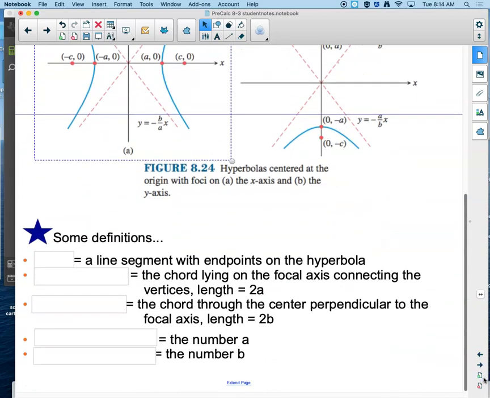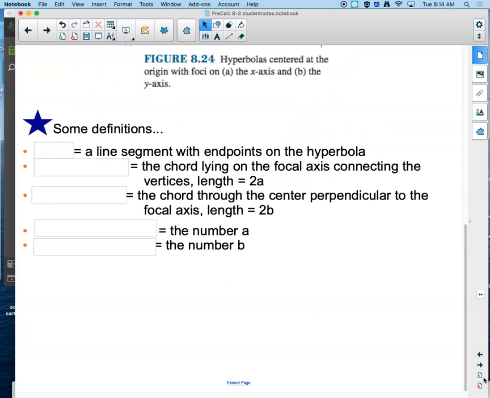So some of the definitions, some new vocab. Not a new one for this one. This is a chord, a line segment with endpoints on the hyperbola. Still going to be a chord. The chord that lies on the focal axis, and this is going to contain our A values, so it'll be 2A. Again, this is a new one, transverse axis. So we can think of it as the funny name for major axis, because that's what it is, transverse axis. The chord through the center that's perpendicular to that deals with B. So that one is called the conjugate axis.